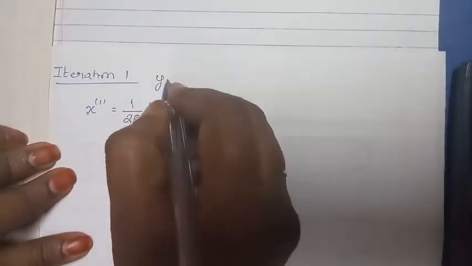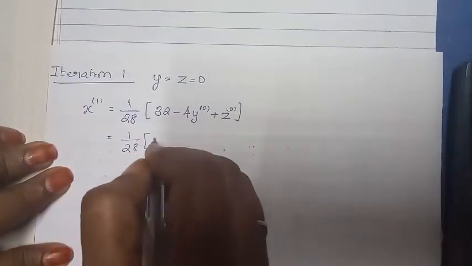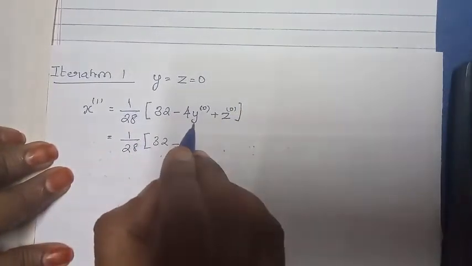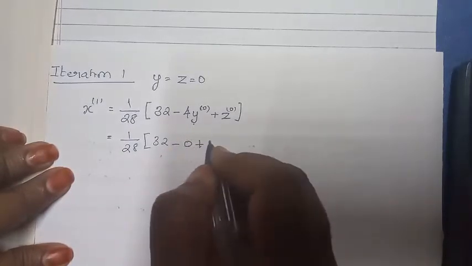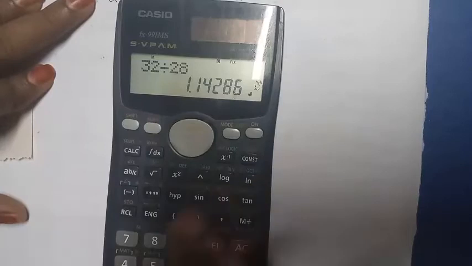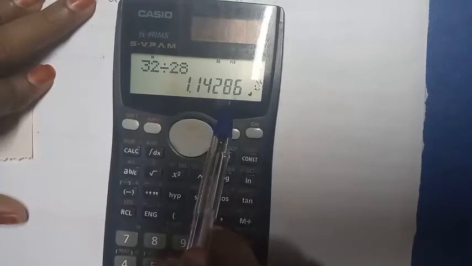Here we initialize the values of y and z to 0 in the first iteration, which gives 1 by 28 into 32. Since the value of y is 0, the whole term's value will become 0, and z is also 0. It is 32 divided by 28. You can see the values given with 5 decimal places, but in our question they have asked to round it off to 3 decimal places.